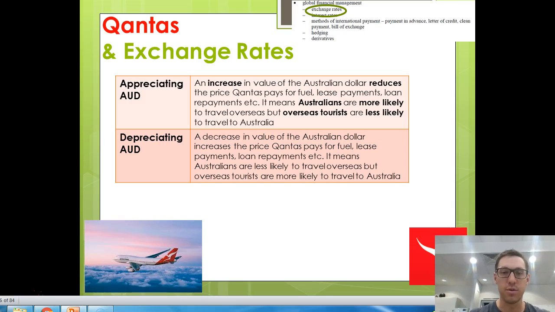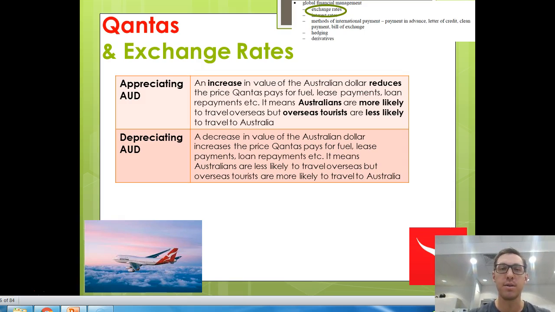An increase in the value of the Australian dollar reduces the price Qantas pays for those things it's purchasing in other currencies. Because our currency has become stronger, that means it's costing them less to buy things such as jet fuel, such as paying interest rates in another currency.